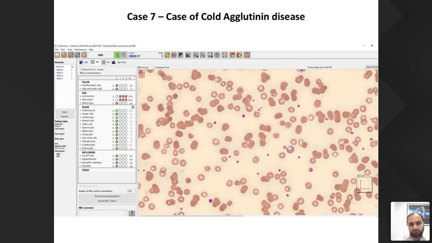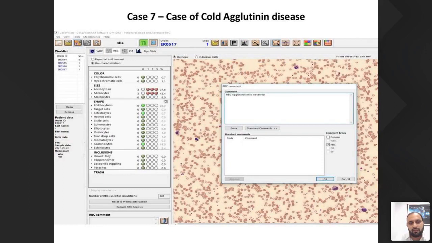Why I have put this example is to emphasize one of the features of CellaVision, and that is putting into comment. Now at my center, we have almost completed the process of incorporating the reports from CellaVision into P8000 and from there to my LIS. So whatever I am doing in CellaVision, I can see on my PC or my laptop. I will put in comments. It will directly go to the LIS into the patient report. So here I can put some standard comments as templates, or I can just put RBC agglutination is observed, and this goes directly into the patient report.